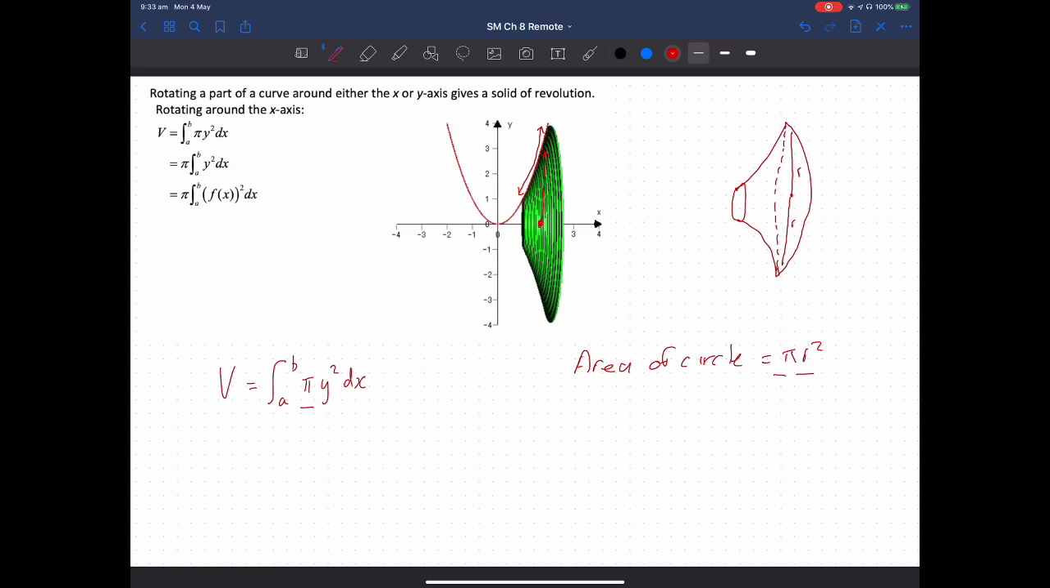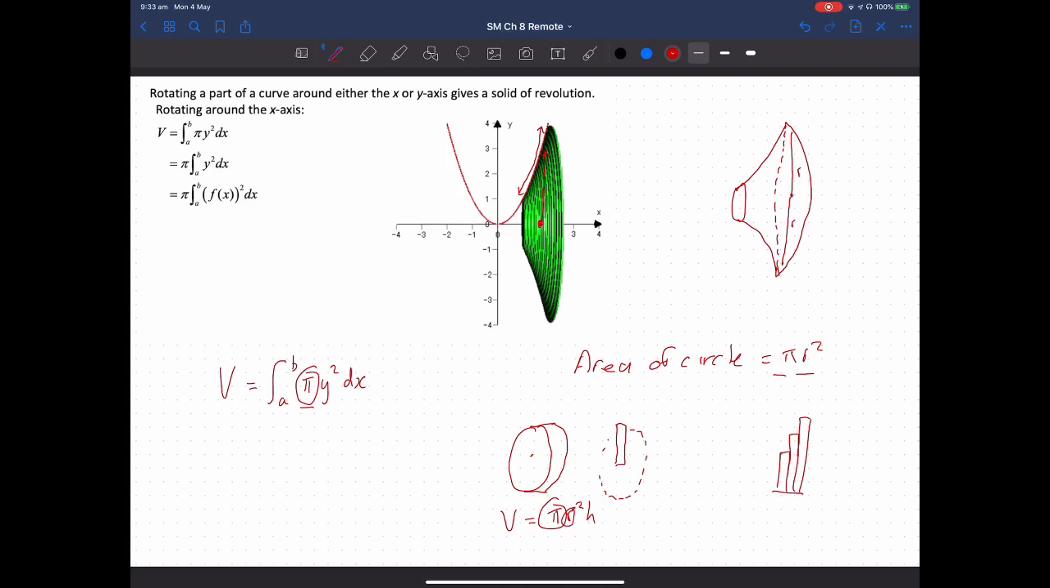Now, if you think of the rectangles that were made up to give you an area, there was an infinite number of rectangles. If we took one of those rectangles and we rotated that around the axes, what shape we would get would be a little disc. That little disc is a cylinder, and the volume of a cylinder is pi r squared h. So looking at our formula for volume, there is the pi.